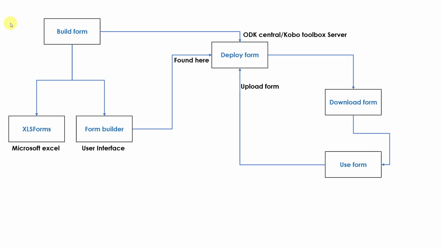So basically what we are going to be using is the ODK Central or the Kobo Toolbox server. What are they? They are like a server that you can actually deploy survey forms online. You can download them as an application on your mobile phone, specifically Android, and you can deploy them for people to actually use.